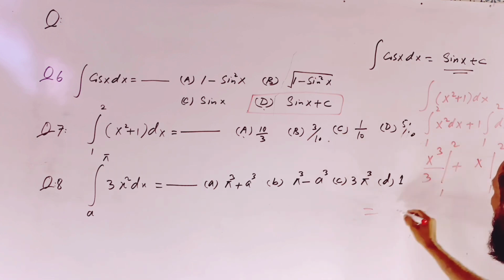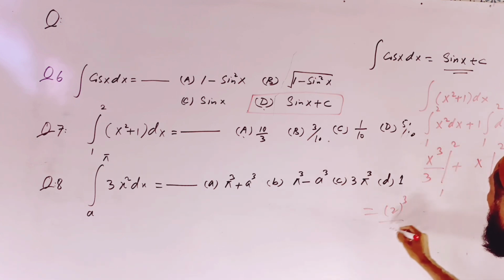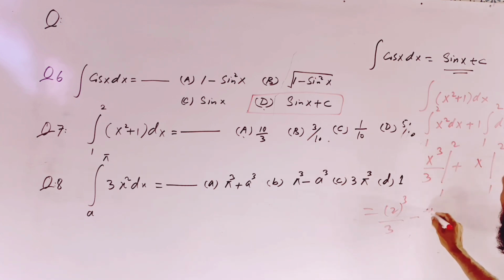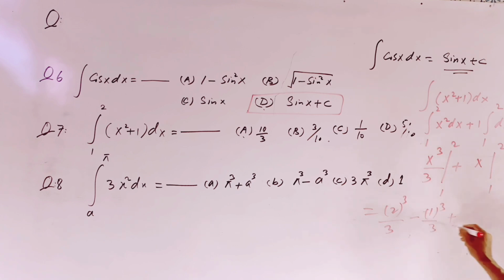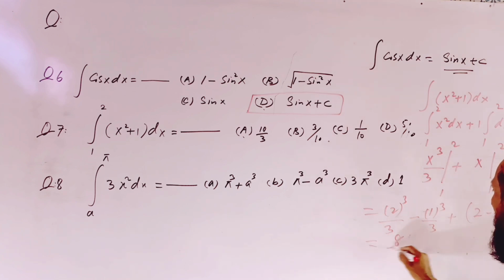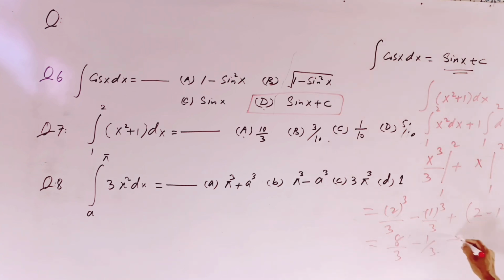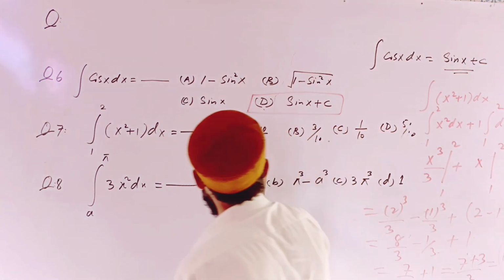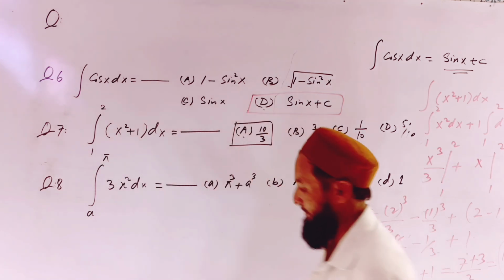First we put the upper limit: 2 cube divided by 3 minus 1 cube divided by 3 plus 2 minus 1. That will be equal to 8 divided by 3 minus 1 divided by 3 plus 1. So here we get 7 divided by 3 plus 1. Taking the LCM, 7 plus 3 divided by 3, so 10 divided by 3 is the correct option. Check it, answer A is the correct option.